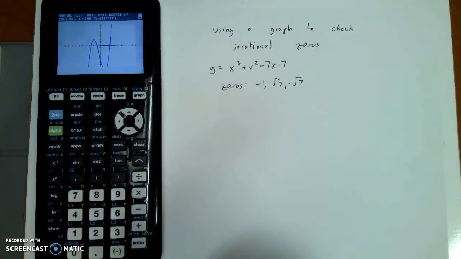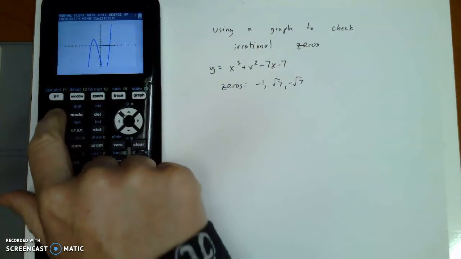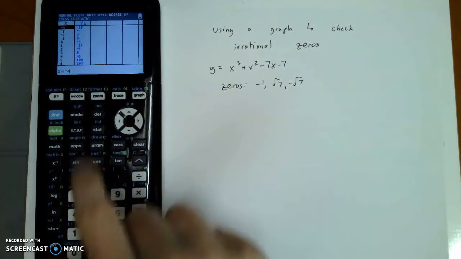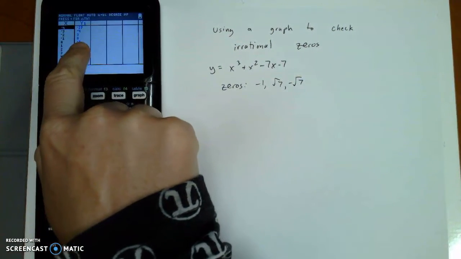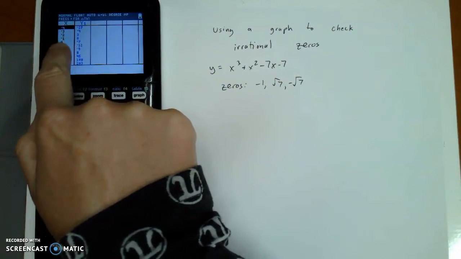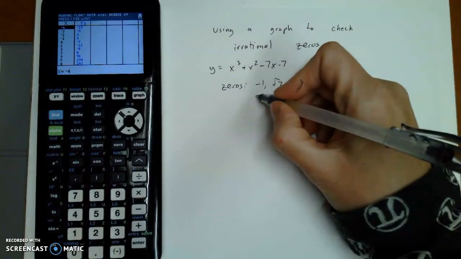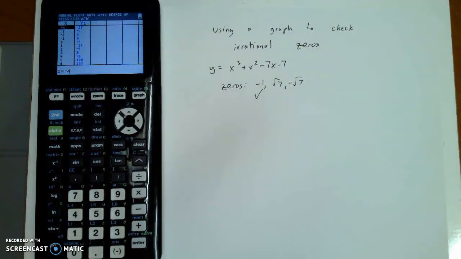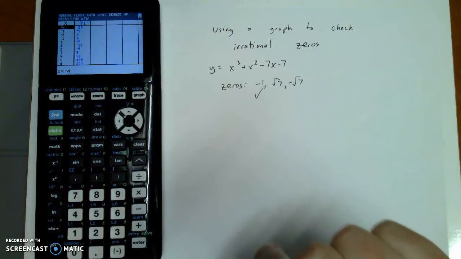Now again, the integers are easy to check, because if I just hit second table, again, anytime I'm looking for a zero, I look for where the y value is 0, and I can say that -1 is one of those. So that first one's pretty easy to check. But how do I check the others?